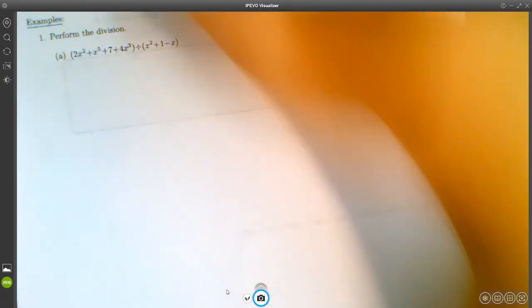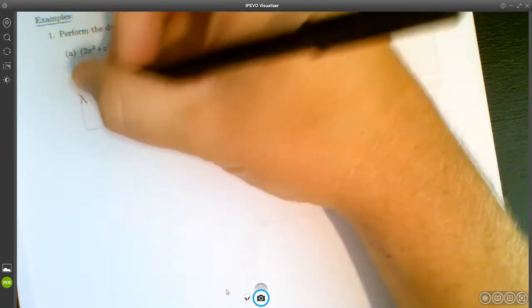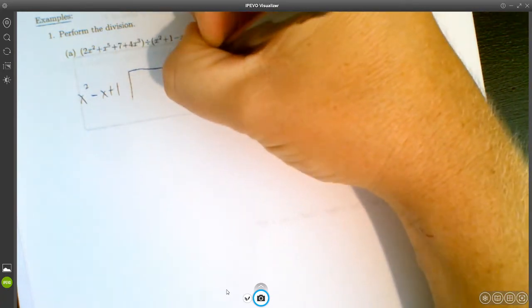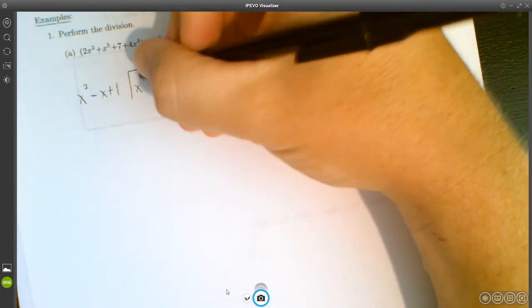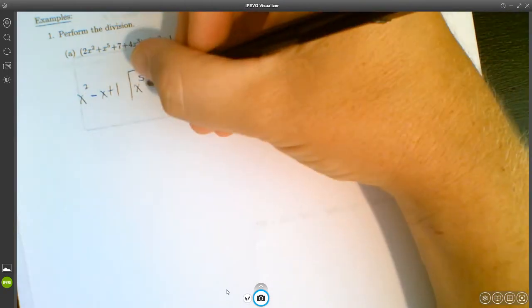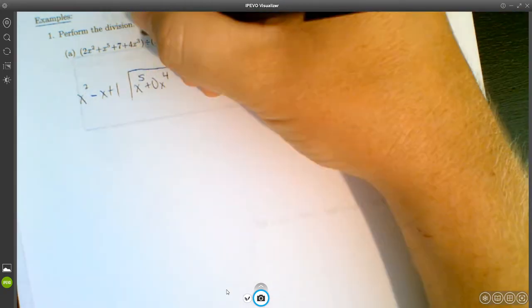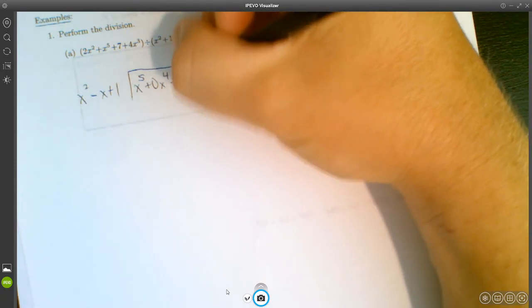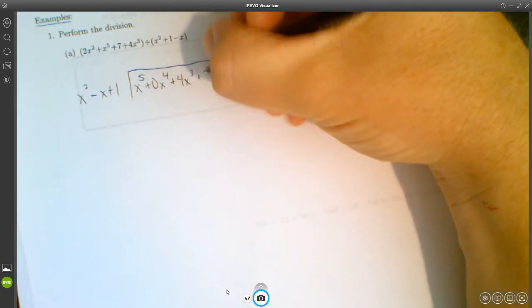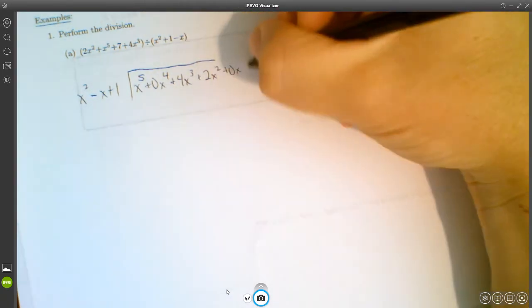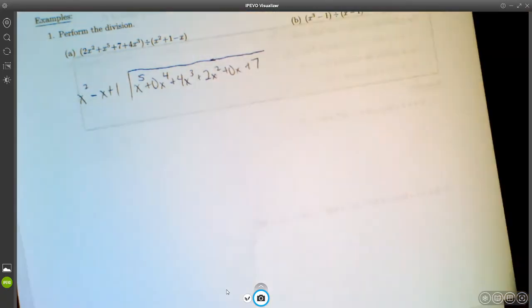Let's get to it. Let's do a couple examples. So I want to do x squared minus x plus 1, right? Rewriting it in descending order, into x to the 5th plus 0x to the 4th plus 4x cubed plus 2x squared plus 0x plus 7. Okay, so that's how we would write this out on part A.